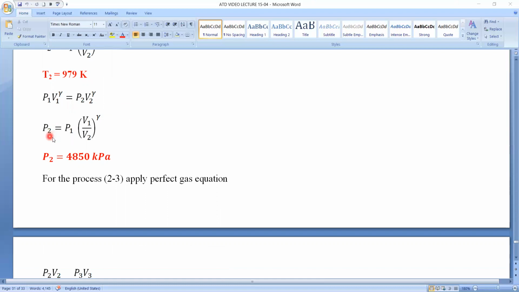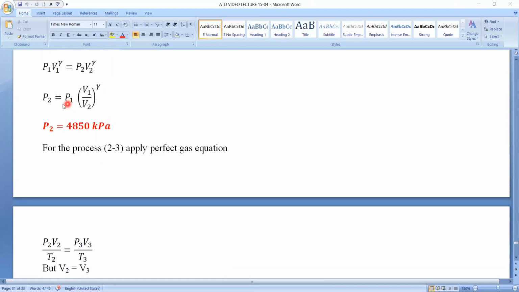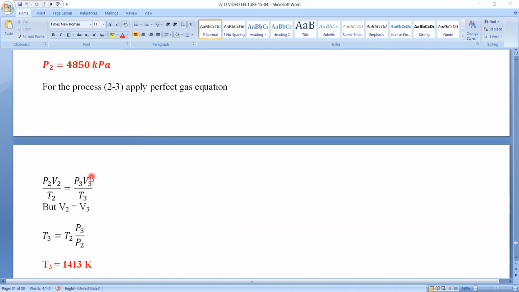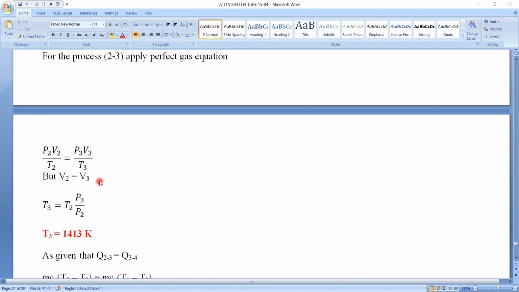Just do the cross multiplication, you will get P2 equals P1 into V1 by V2 raised to gamma. You know the value of P1, V1 by V2 is the compression ratio, and gamma is 1.4. Substitute and calculate. The value of P2 will be around 4850 kilopascals. Now we have the pressure and temperature at the second state. Similarly, let's try to get the other points.